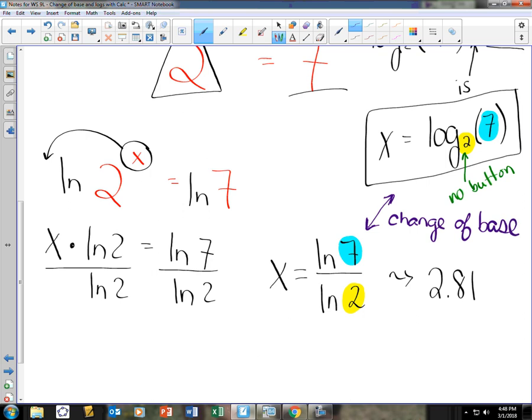Whereas, I kind of got stuck in the first way that I did it because I had a base 2 and I didn't have a button for that. And so if you find yourself stuck in that way, you can just approach it in a different way and solve it with a different base.